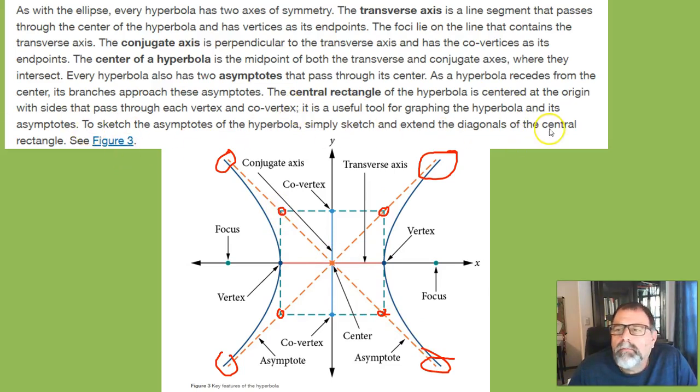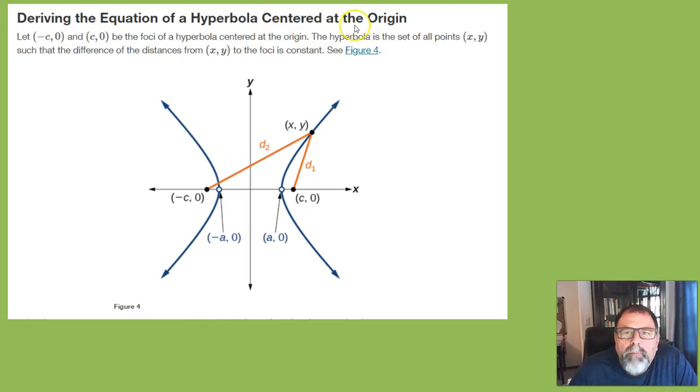So you sketch the asymptotes through the diagonals of that rectangle. Then you can derive the equation of a hyperbola centered at the origin, similar to what we did with the ellipse. We use the geometric definition that the difference of these distances has to be a constant, then use the distance formula to set up the equation. It would be a good exercise to read through each line in the textbook and see if you understand what's going on.